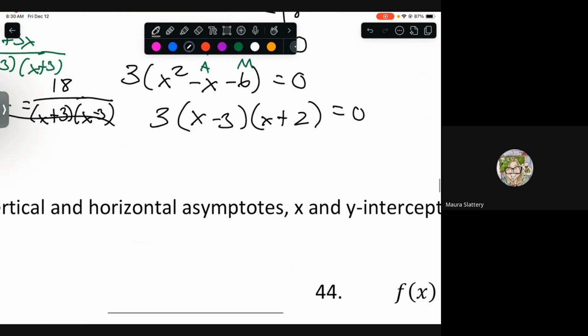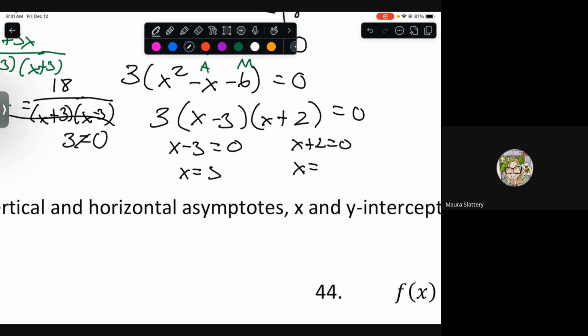And then I just set my factors equal to 0. Now, 3 is just a number. If there was an x on the 3, I could set it equal to 0 and solve. But just the number 3, I can't make equal to 0, right? So that doesn't help me at all in terms of solving. But I could do x minus 3 equals 0, and I get that x is equal to 3. I do x plus 2 is equal to 0, and I get x is equal to negative 2.